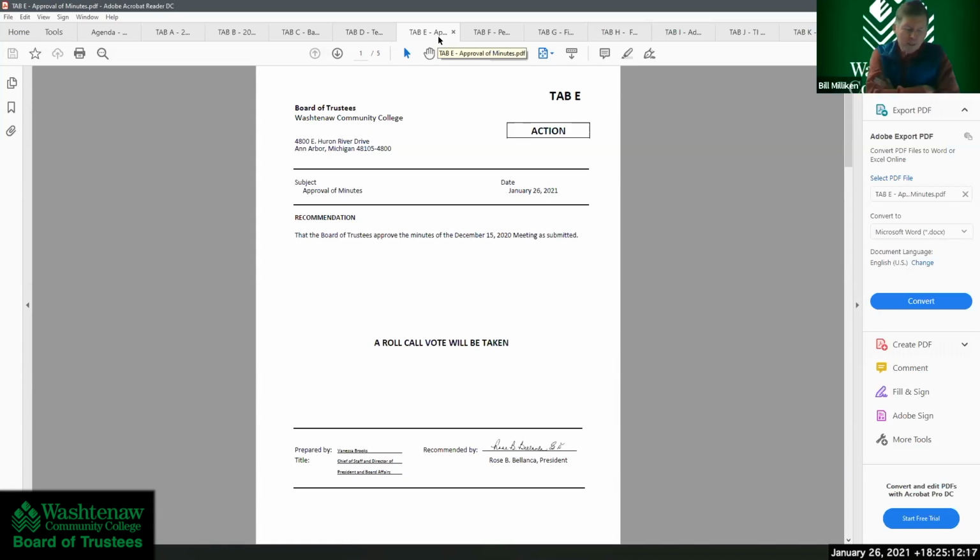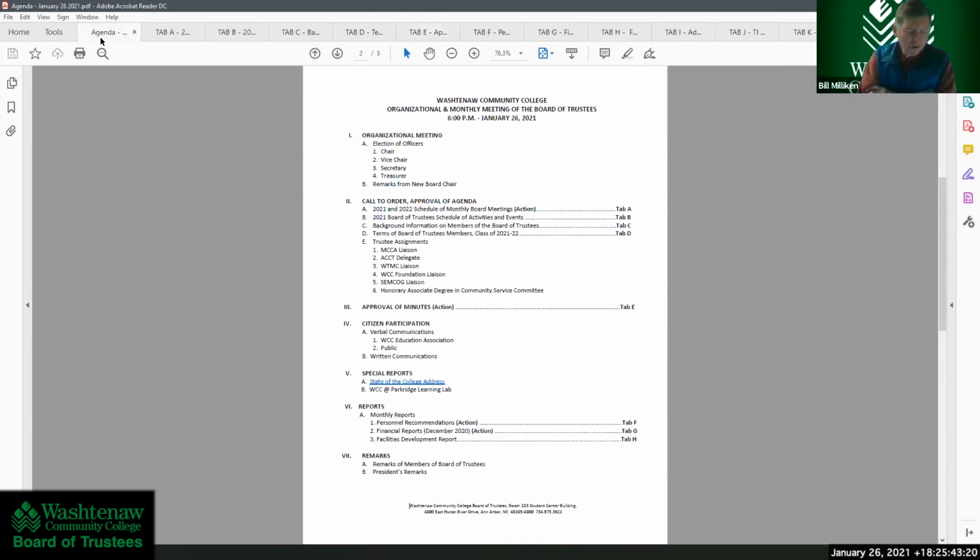Vanessa, would you call the roll, please? Chair Milliken, yes. Vice Chair Davis, yes. Treasurer DeVarty, yes. Secretary Hatcher, yes. Trustee Fleming, yes. Trustee Landau, yes. Trustee McKnight Morton, yes. Minutes stand approved. Citizen participation.